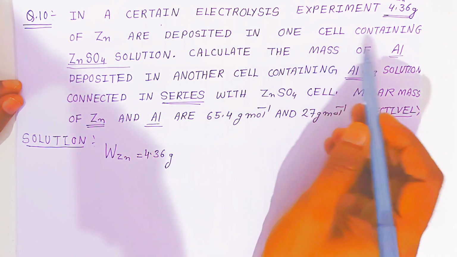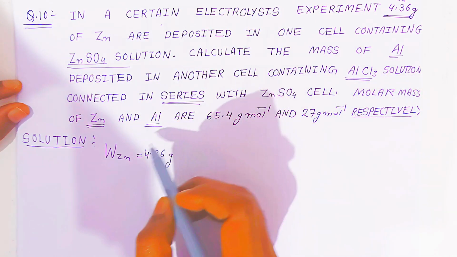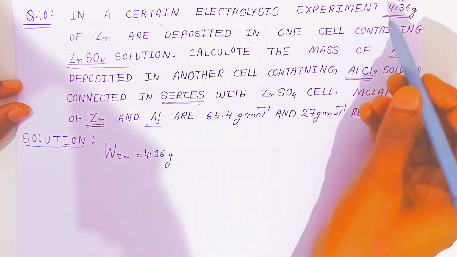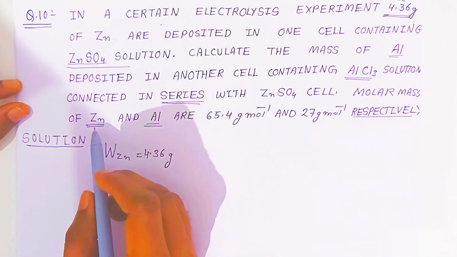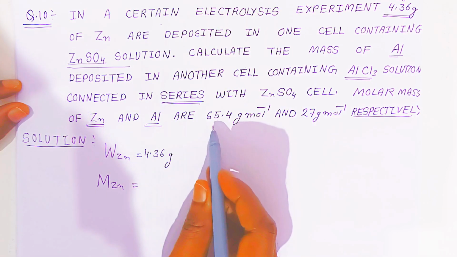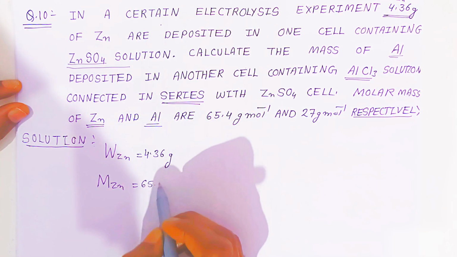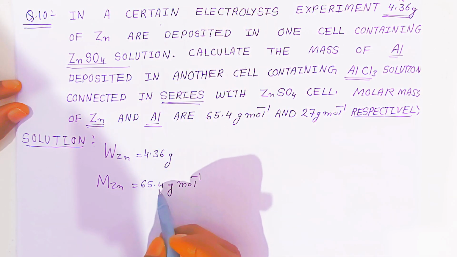Okay students, and what else is given students? About the zinc cell students, zinc is in contact with zinc sulfate solution. So now students, the molar mass of zinc, that is capital M of zinc, is also given to you, that is 65.4 gram per mole. For 1 mole requires 65.4 gram.